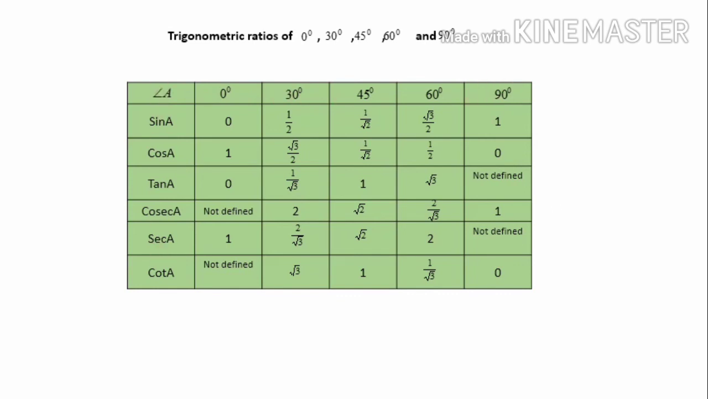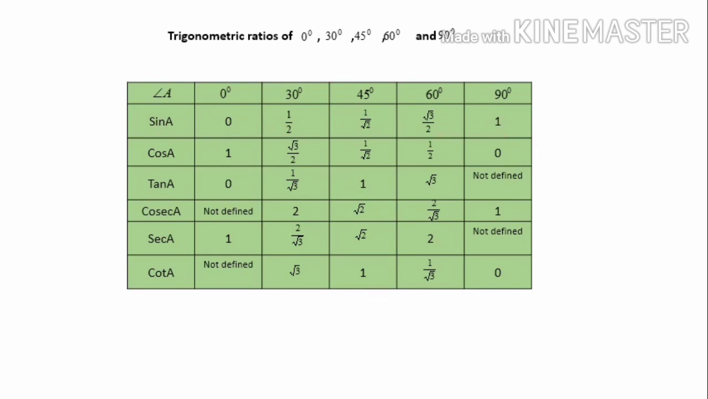Then, as I mentioned before, the 5 values you have to learn by heart, that is 0, 1 by 2, 1 by root 2, root 3 by 2, 1. We have to fill these in the second row from left to right: 0, 1 by 2, 1 by root 2, root 3 by 2, 1. So the sine A values are filled, which means the second row is filled.